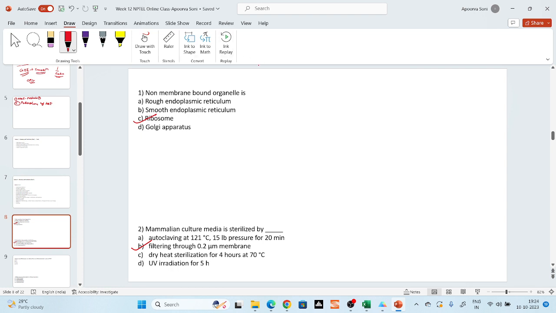What will happen if you are autoclaving? Can anybody tell me what will happen if you put so much heat to your media, whether it is dry heat or wet heat through autoclaving? What do you think would happen if you are putting so much heat sterilization on your mammalian cell culture media? Any guess? Any guesses what might happen?